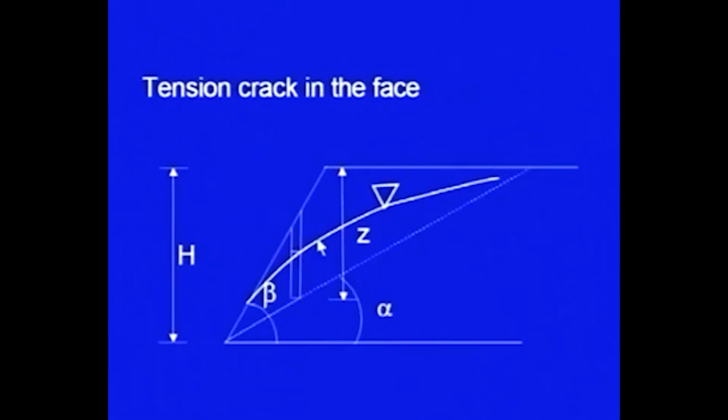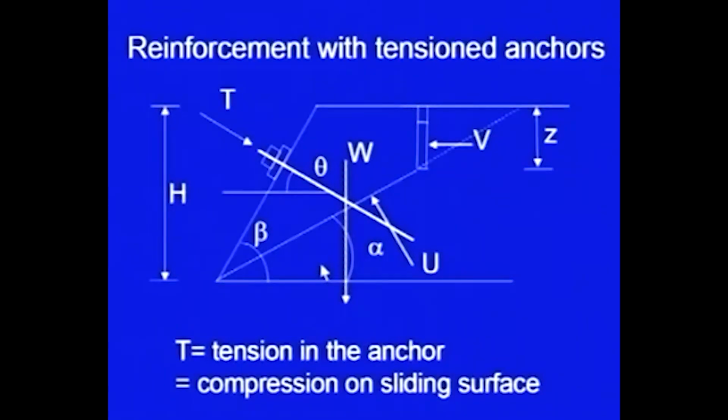The tension crack could develop in the face. So, here also if it is developing at this place, then we can find out what is the factor of safety of this wedge. Today we are starting with another case of the same slope. Here now it is reinforcement: the slope is reinforced with tension anchors. This is a very effective measure which is used to stabilize slopes. So, here an anchor has been installed, and the rest of the things are the same.